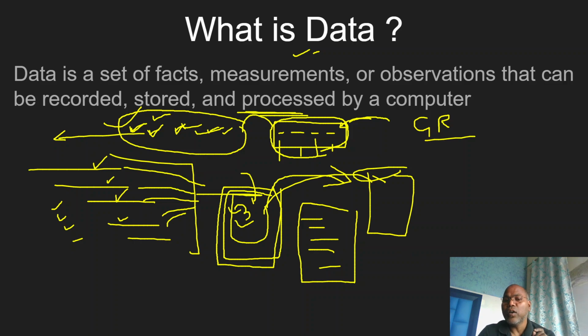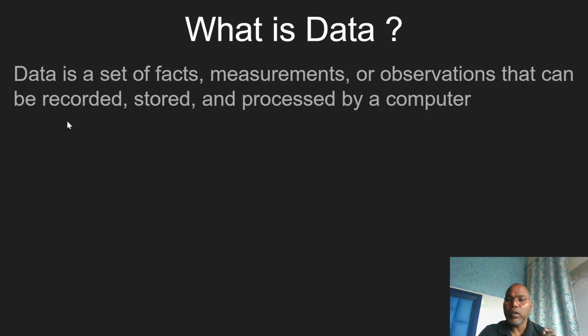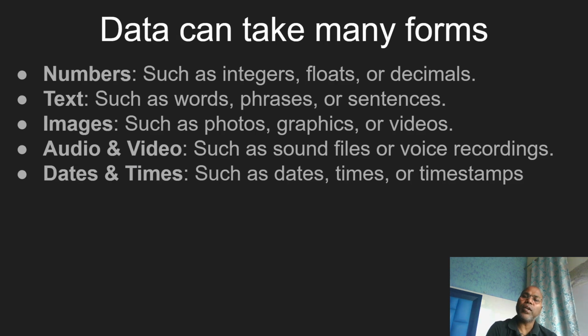Hope it's clear what you mean by record, store and process. So all these things are the data. Okay, that's very good. Now let's talk about data in computer science. What can the form of the data be?